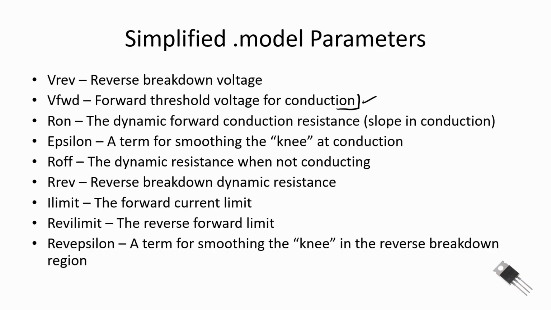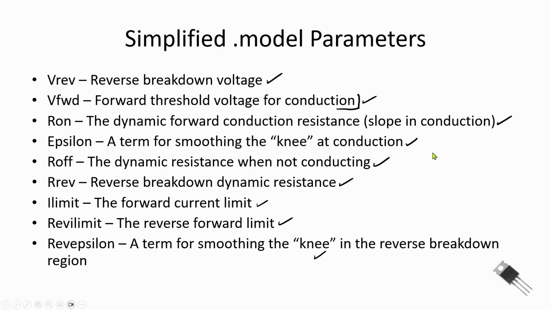There's a number of parameters, if you look in the LTspice help files, that you want to specify. There's the reverse voltage breakdown, the forward threshold voltage, the dynamic forward resistance when it's conducting. There's a term epsilon, and that term is to help smooth the knee at conduction. There is the dynamic resistance when it's not conducting, R off. There is the reverse breakdown dynamic resistance when we hit that reverse breakdown region. There is a forward current limit. There is a reverse current limit, and there's also an epsilon term for the reverse knee.